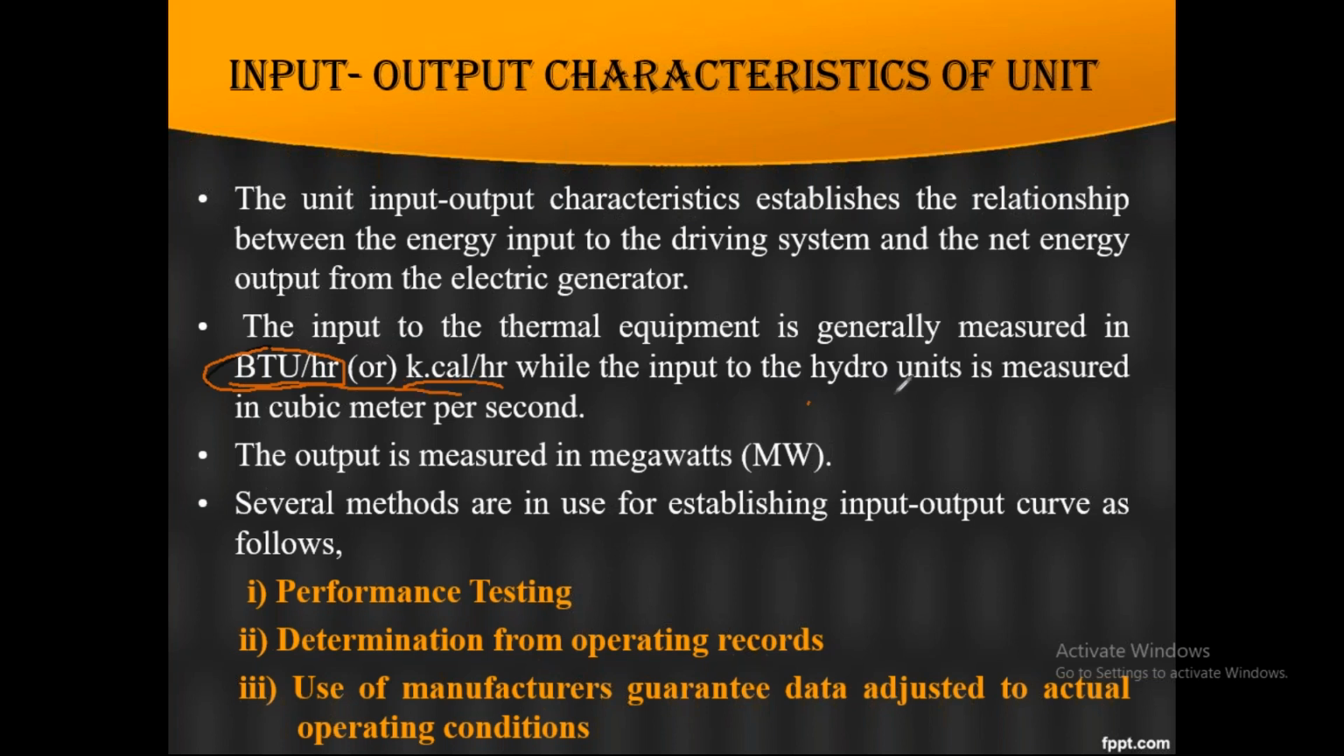As well as for hydro, we can measure the input in the form of cubic meter per second. So these are the two input measurements in a thermal power plant as well as a hydro power plant. It is very important. Sometimes in competitions they will ask, what is the measurement of input in thermal equipment? One is British thermal unit per hour. British thermal unit is nothing but a measurement of steam in the form of heat, or kilocalories per hour. Next, for both thermal and hydro, the output is the same. The output is measured in megawatts.